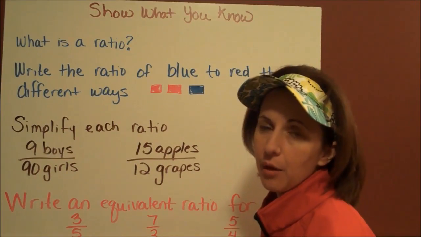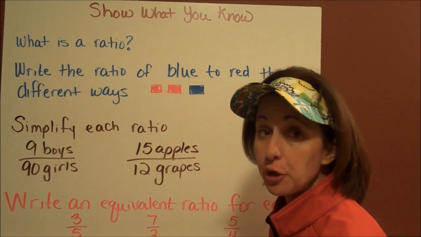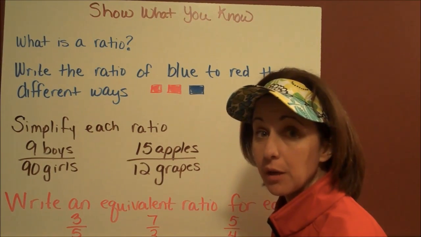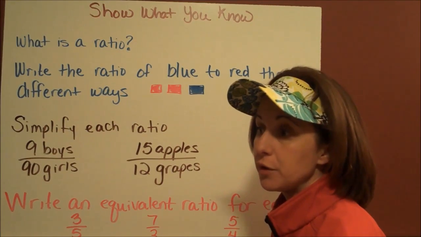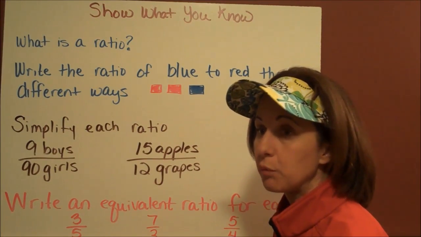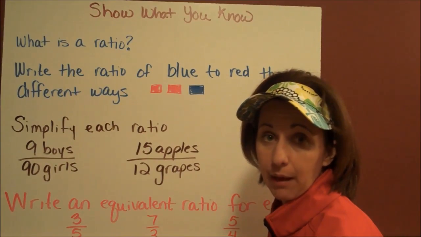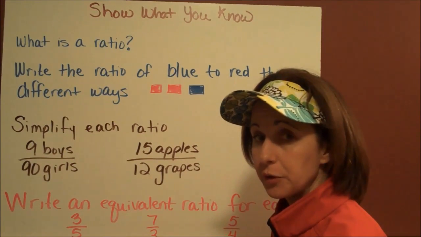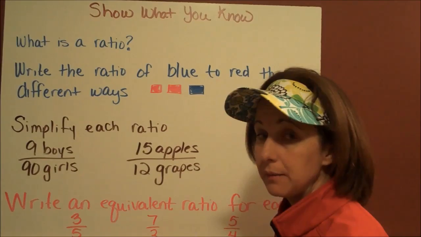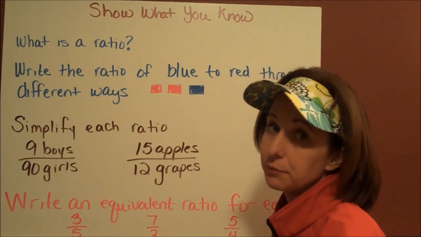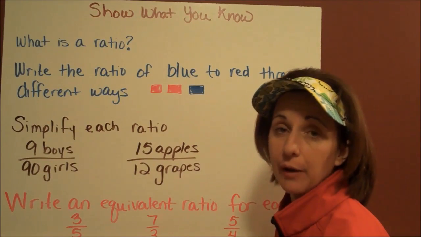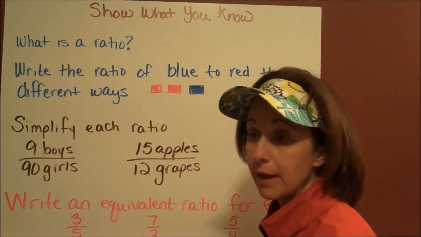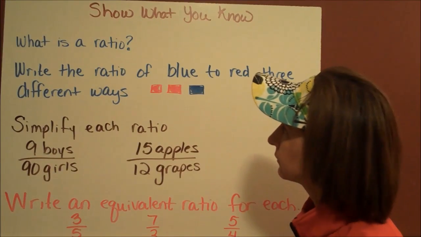What is a ratio? A ratio is a comparison of 2 or more things. We can have ratios for more than 2 things. So I could do the ratio of boys to girls to dogs in my house. It just so happens there's 2 of each, so that ratio would be 2 to 2 to 2. But a ratio is a comparison of numbers, can be fractions, decimals, or percents. Hopefully you have that in your notes from the first slide.